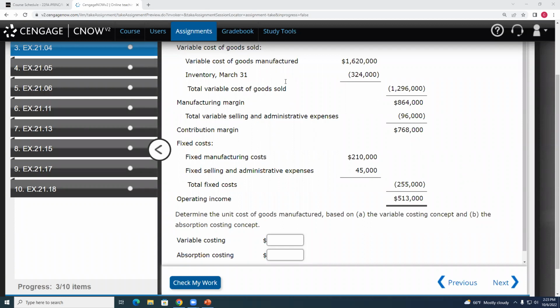So under variable costing, we are including only the variable costs, not the fixed costs. And here's our variable cost of goods manufactured. How many units did we produce this month? 15,000. And that would give us a unit cost of $108 per unit.